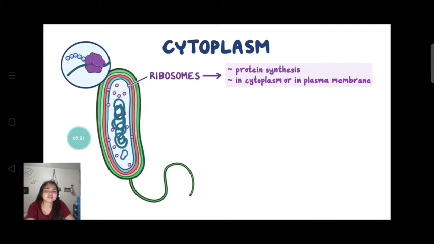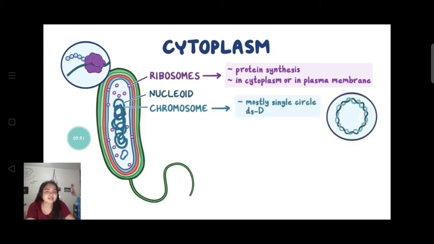Another structure found in the cytoplasm is the nucleoid, which is an irregularly shaped region that contains the cell chromosomes. The chromosomes of most bacteria are a single circle of double-stranded DNA, but some bacteria can have linear chromosomes, while others can have more than one chromosome. And these chromosomes contain the genes needed to provide instructions for protein synthesis in the cell.